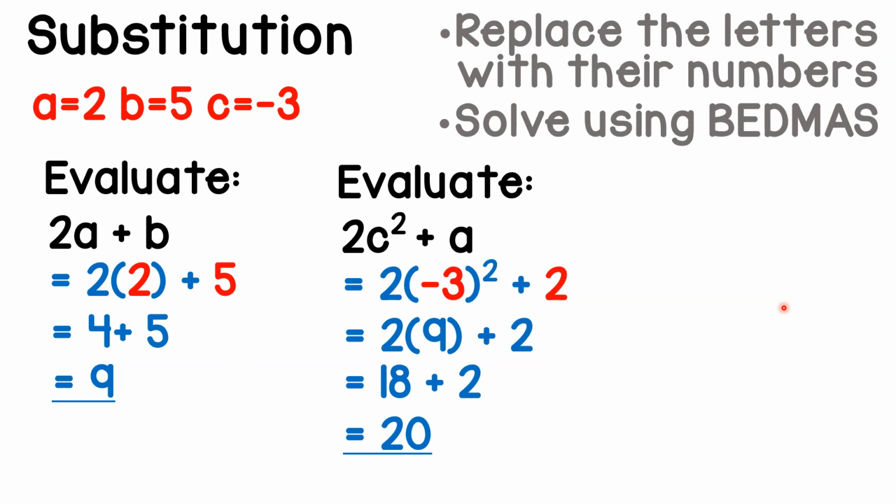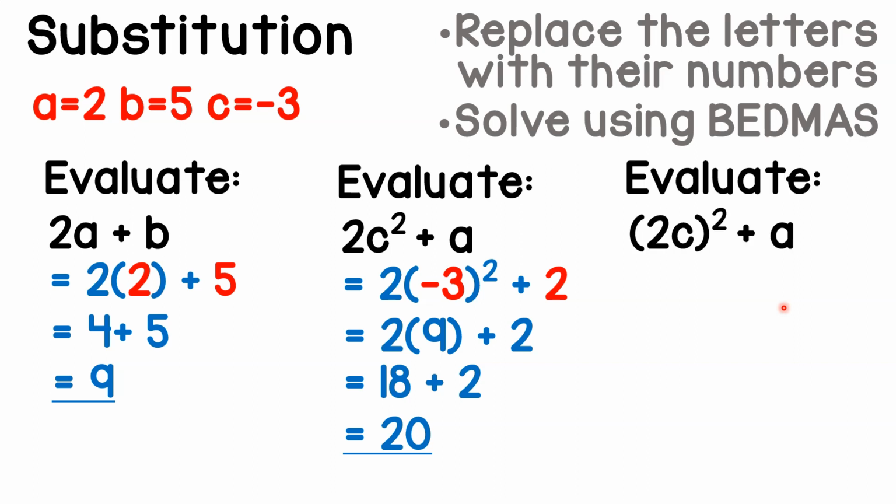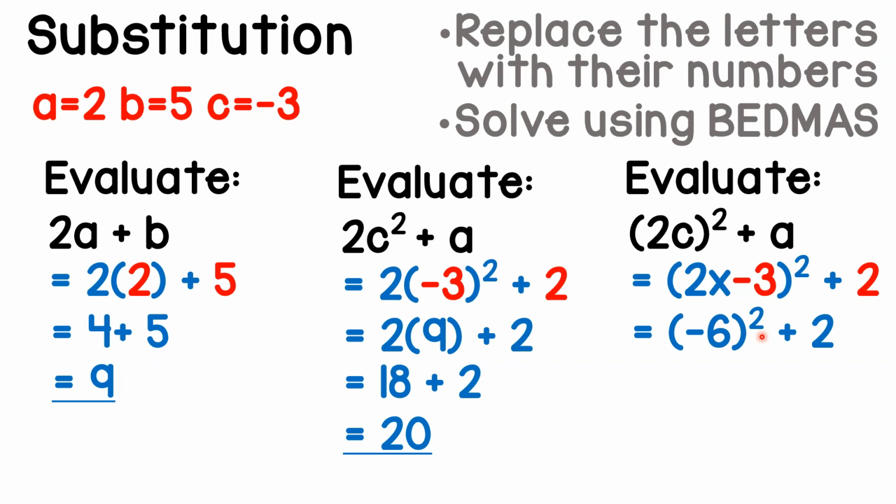Now this last one's very similar, but you'll notice there's a bracket here. Now let's see if this changes our answer. So we put in the numbers, replace C with minus 3 and A with 2. Now, thinking about BEDMAS, B comes first. What do we need to do in our brackets? This is 2 times minus 3 here. So 2 times minus 3, well that's minus 6.